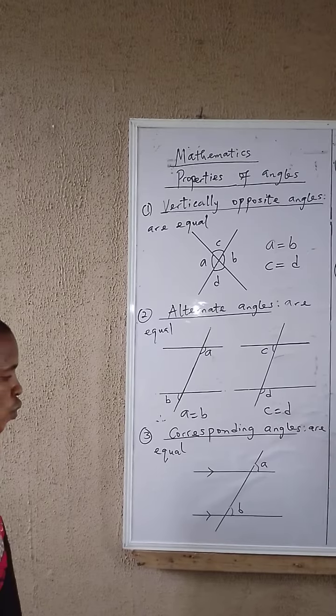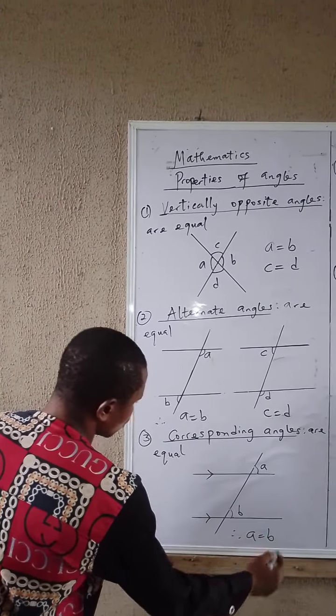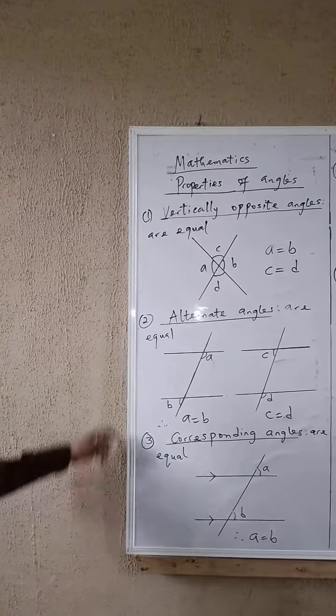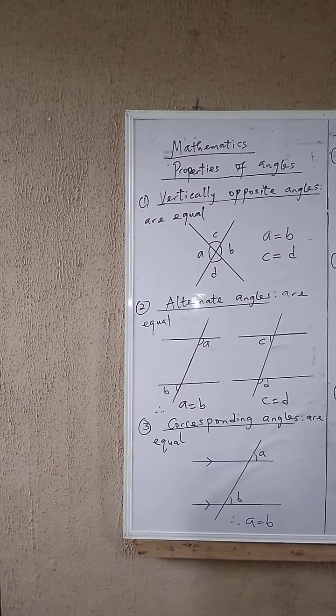Corresponding angles are equal as well. Therefore, A is equal to B. Take note, there is no difference between alternate angle and corresponding angle.